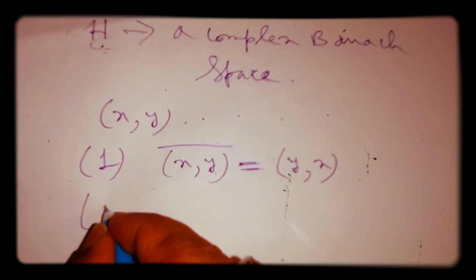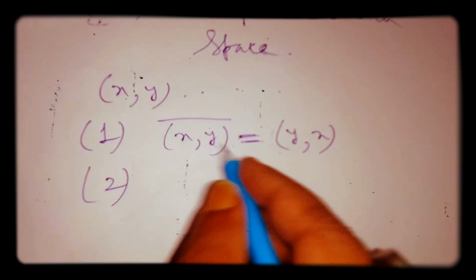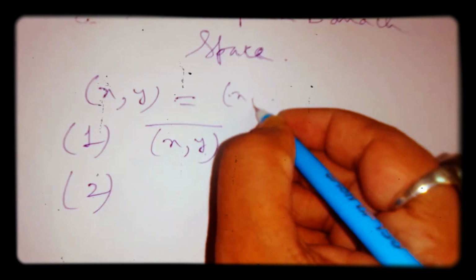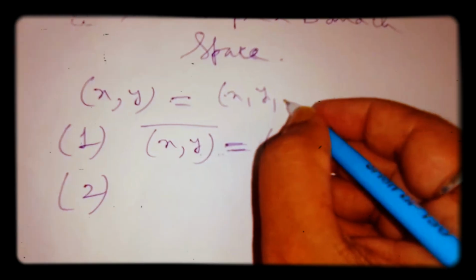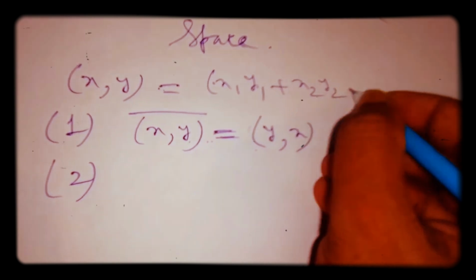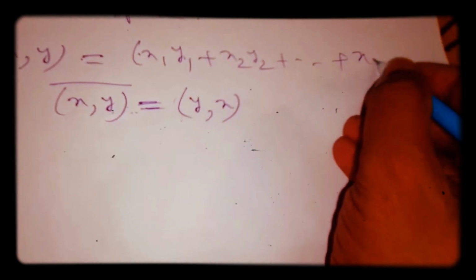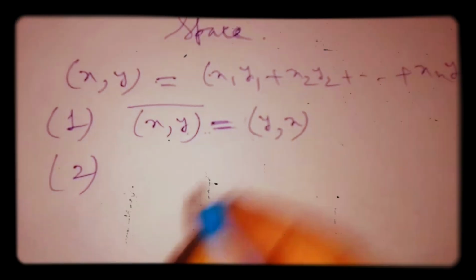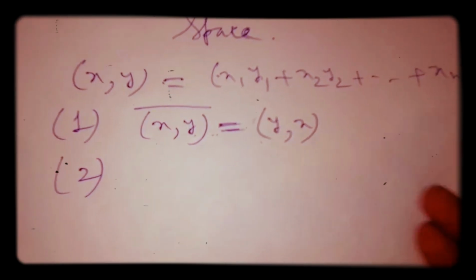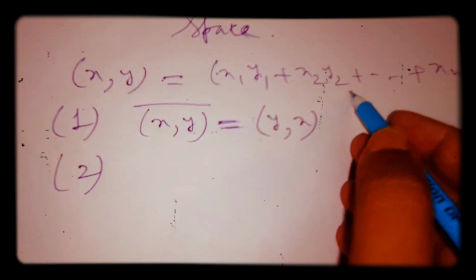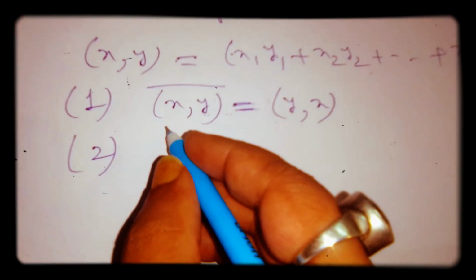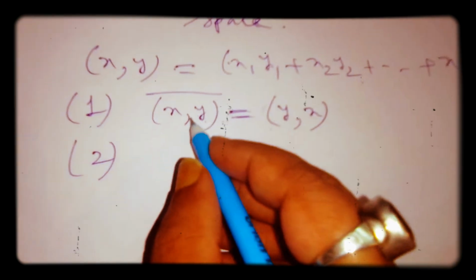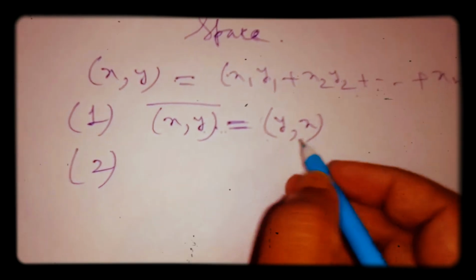It's a dot product, or scalar product, or inner product. Actually, it's a definition criterion: x1 y1 plus x2 y2 up to xn yn, if we are considering an n-dimensional space. If it is two-dimensional, we are restricted to two components, and in three dimensions, three components. This is the first property: the complex conjugate of x dot y equals y dot x.